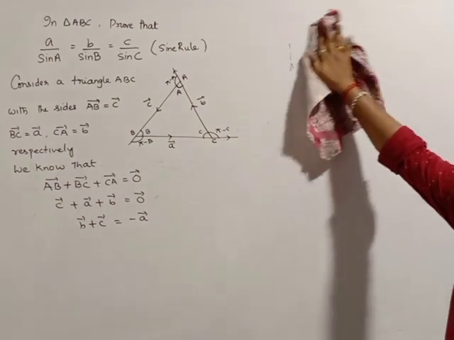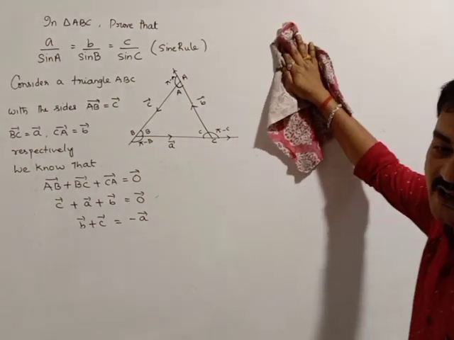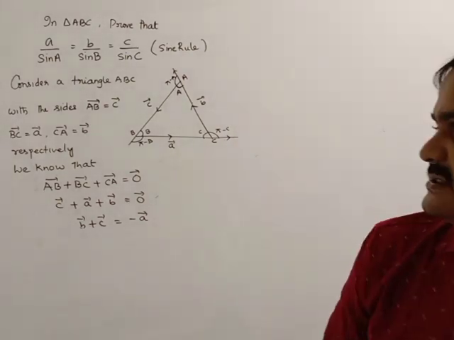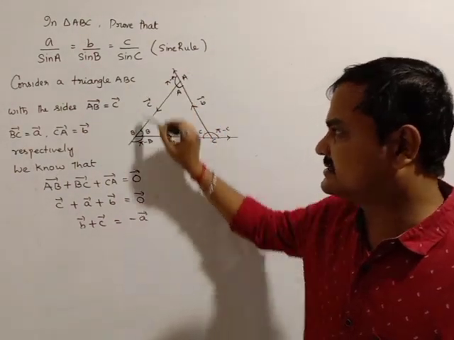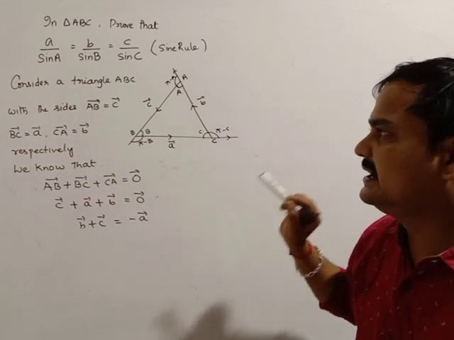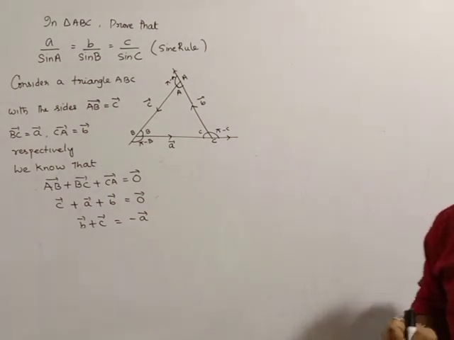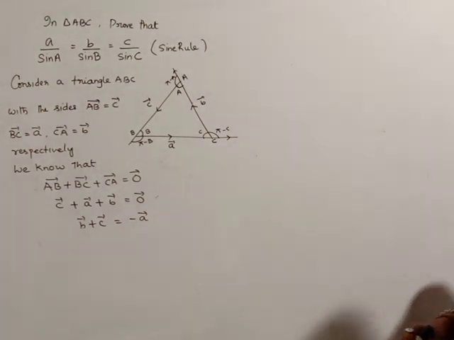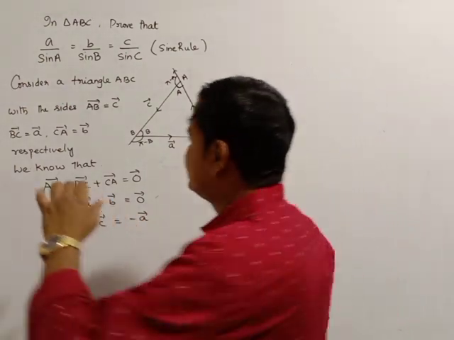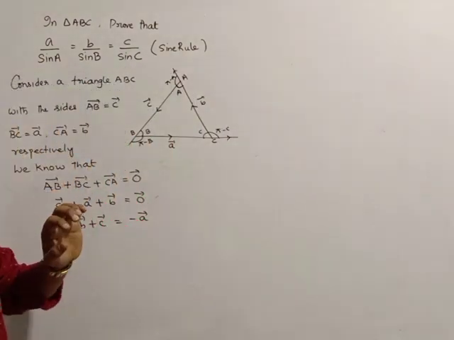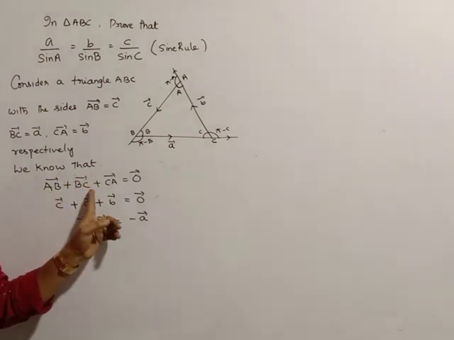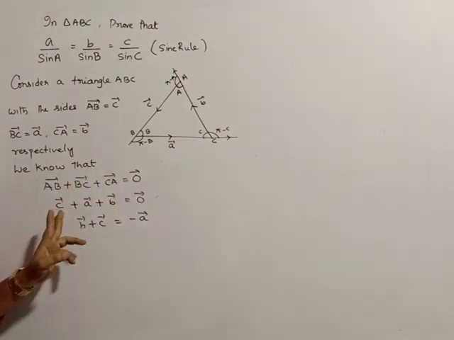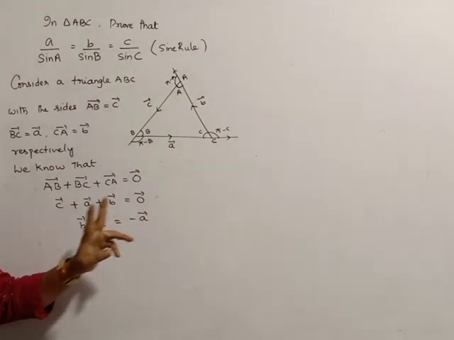So the same theorem can be applied in the second year. Here it is also very important for a 6 marks question. For this theorem also, you need to write the same. Consider a triangle ABC with sides AB bar equal to c bar, BC bar equal to a bar, and CA bar equal to b bar respectively. We know that AB bar plus BC bar plus CA bar is equal to 0 bar. So c bar plus a bar plus b bar is equal to 0 bar.